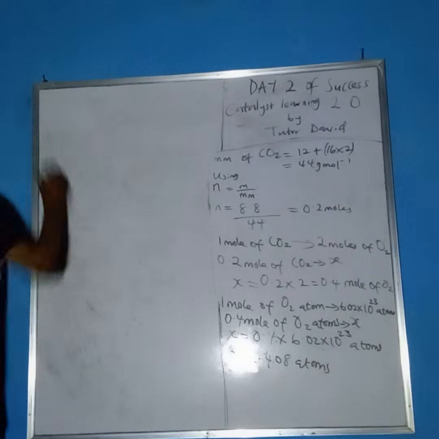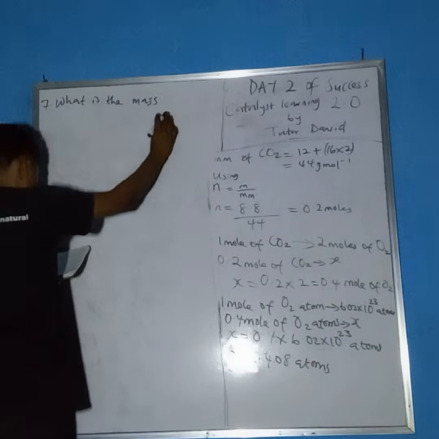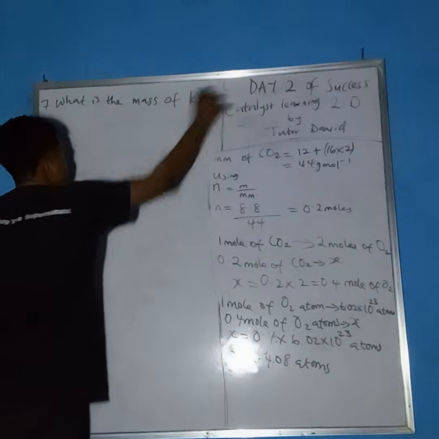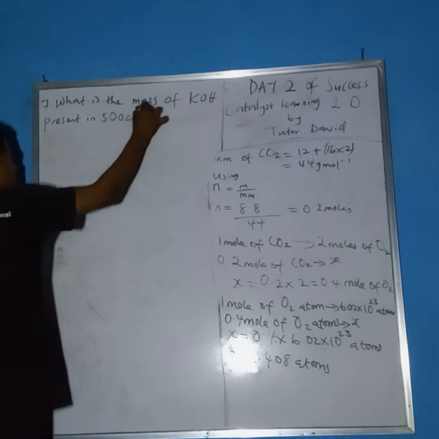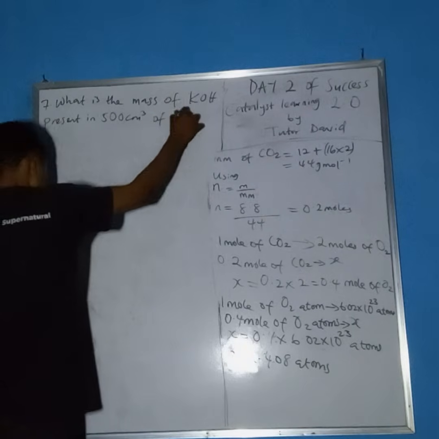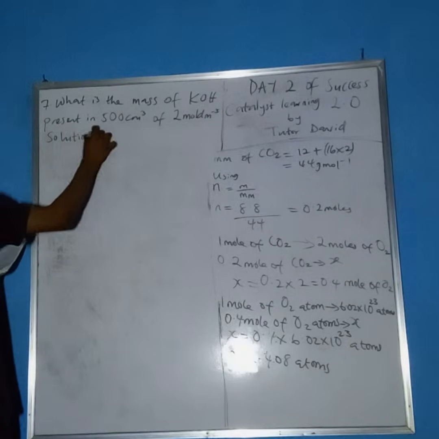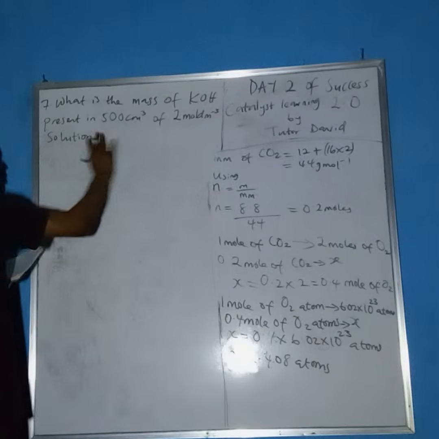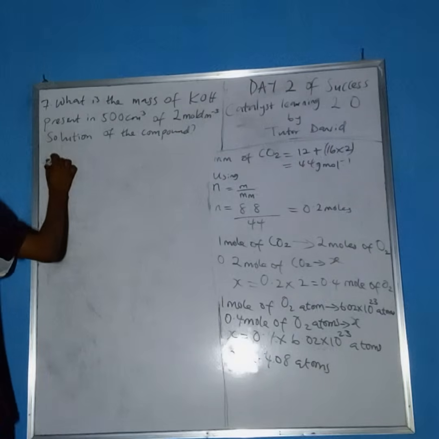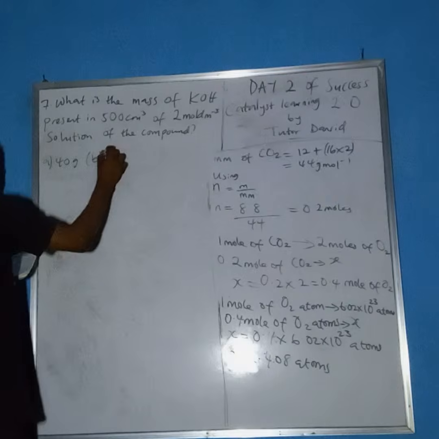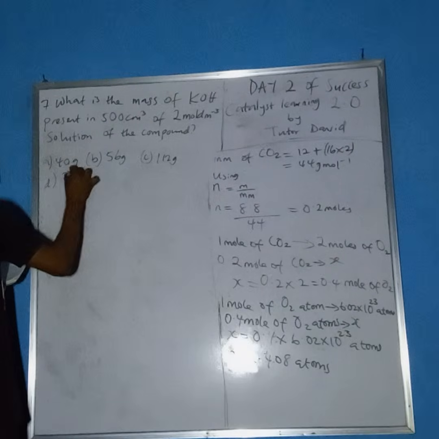The question here says, what is the mass? Question 7. What is the mass of potassium hydroxide present in 500 cm cube of 2 mole per dm cube solution? Option A says 40 grams. Option B says 56 gram. Option C says 112 gram. And option D says 28. All right.